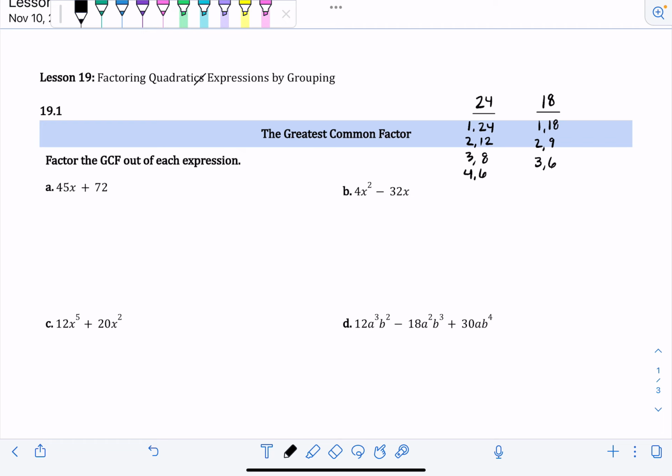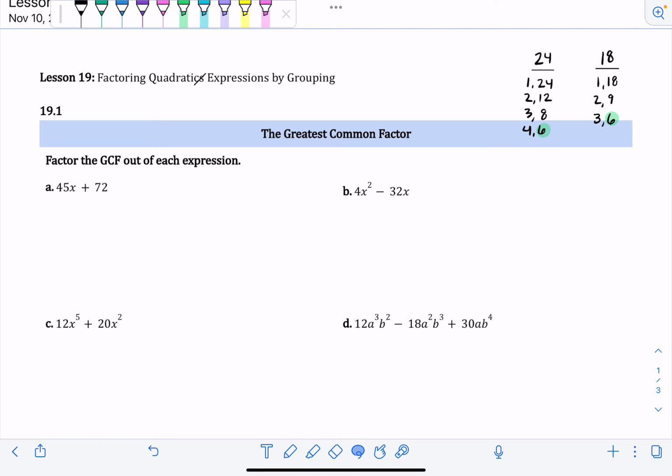So the greatest common factor is something they both have. They have it in common. And the greatest means the highest number. So out of 24 and 18, the greatest common one is 6. That's the largest number that they both have in common. That's something we're going to focus on for this section, is finding that. And then we'll also learn how to find the greatest common factor when it comes to variables.